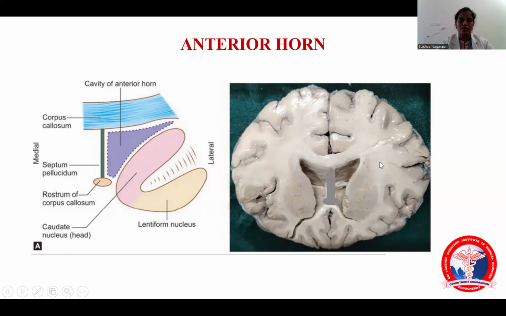So a similar thing we can see in this coronal section. So we can see the cavity of the lateral ventricle, which is the anterior horn. On this side, we have the septum pellucidum. On this side, we have the head of the caudate nucleus.